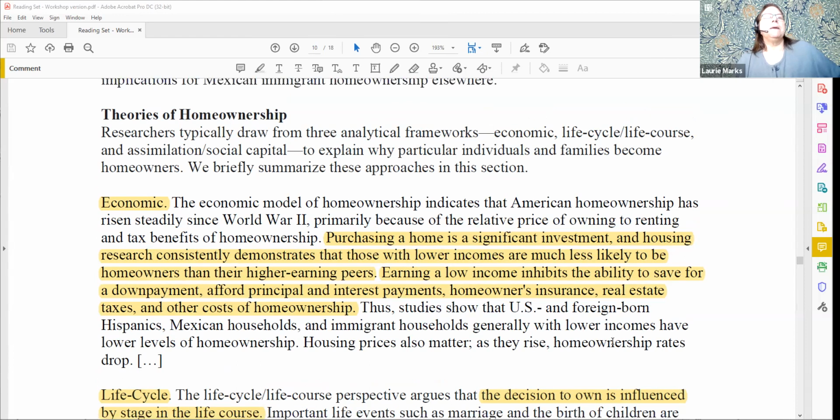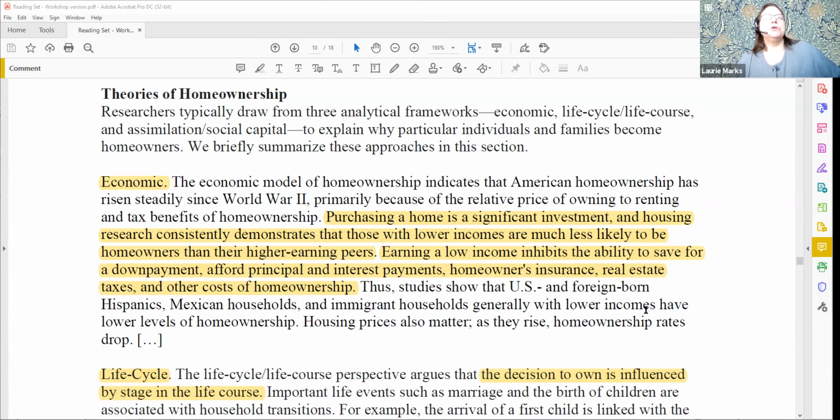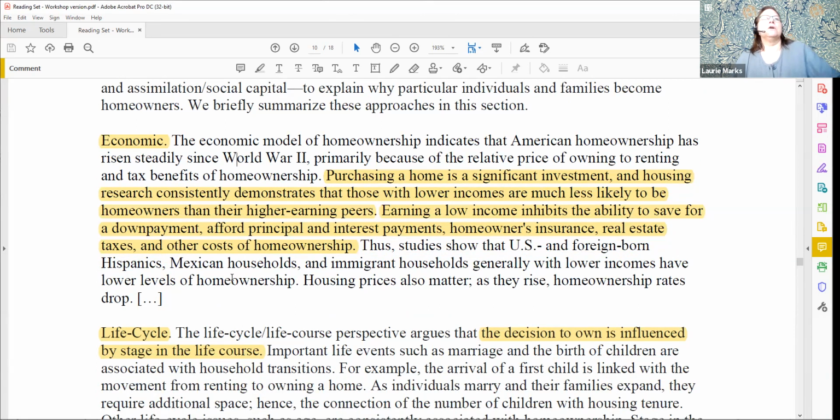So in the middle of this page, the authors have a subheading, Theories of Home Ownership. And they really are giving a brief review of different ways of approaching this question. So they say the options are economic, life cycle, life course, and assimilation, social capital. So first, the economics.